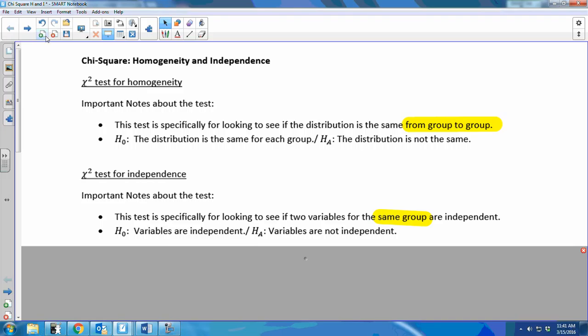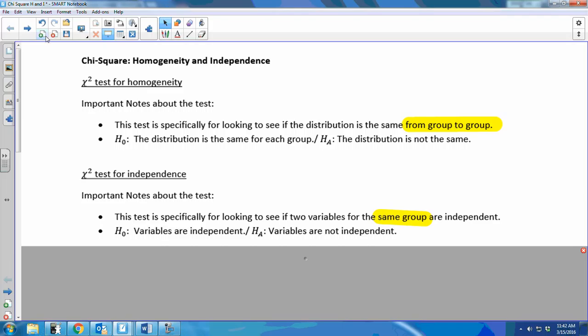In a chi-square test of homogeneity, you're looking to see if the distribution is the same from group to group. That means you have more than one sample, or more than one group. Really just more than one sample. A group is iffy, so sample. So you have sampled men, and you have sampled women for some categorical variable, and you're trying to see if the distribution for men and women is the same. Okay? So your null hypothesis would be the distribution is the same for each group. The alternative is it's not the same.